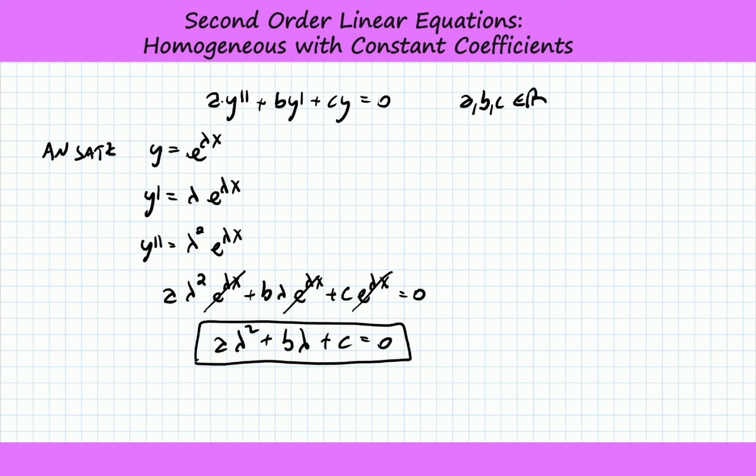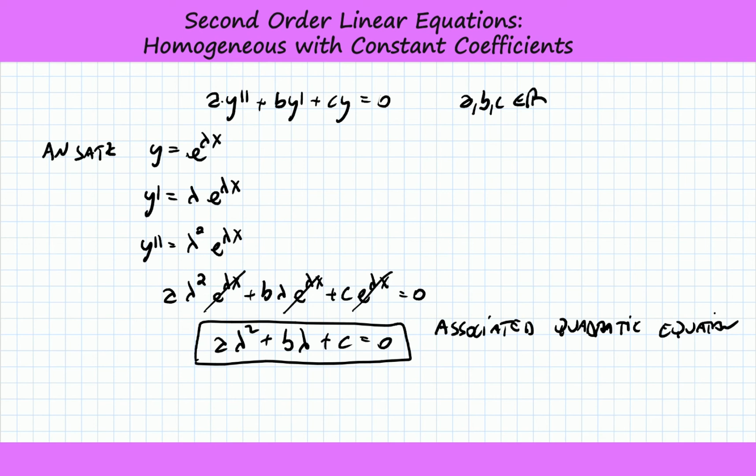And this is an algebraic equation whose unknown is lambda. It's called the associated quadratic equation. So in particular, this means that if lambda solves this algebraic quadratic equation, then the function e to the lambda x is going to be a solution of the differential equation.